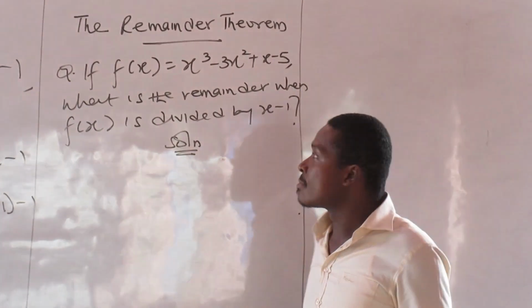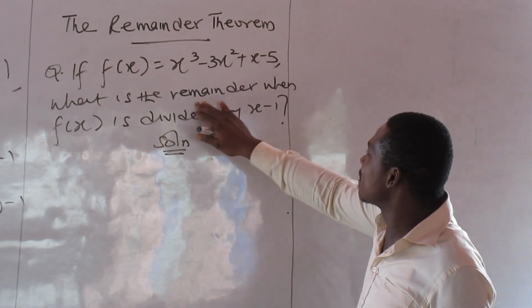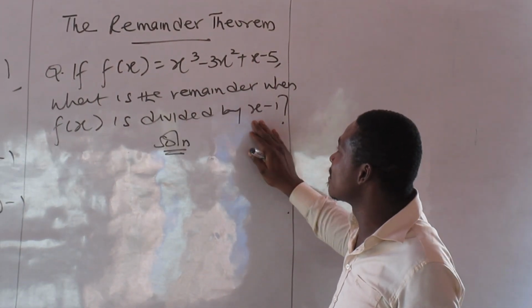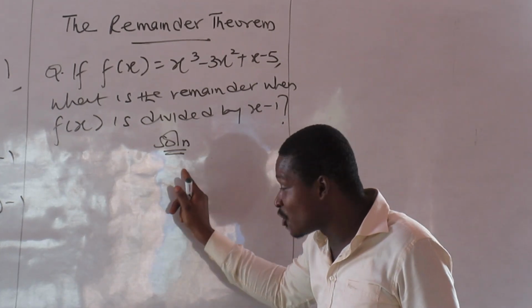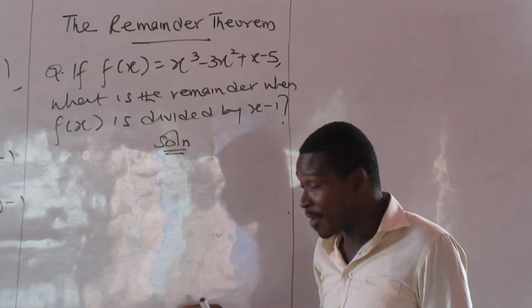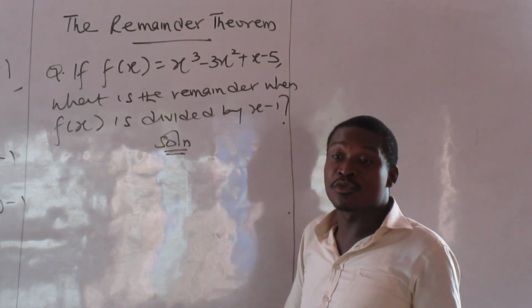Remainder theorem. So f of x is this. What is the remainder when f of x is divided by this? Yes, I can still use my long division. I'll use my long division method, do it and get my remainder, as usual. I can also use the remainder theorem to do this work very easily.